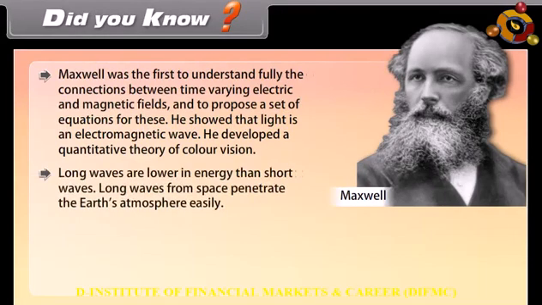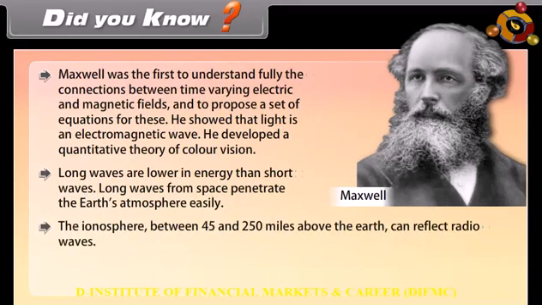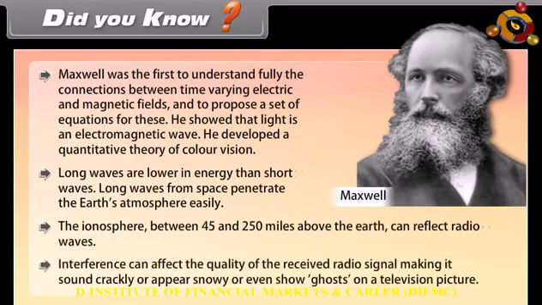Long waves are lower in energy than short waves. Long waves from space penetrate the Earth's atmosphere easily. The ionosphere, between 45 and 250 miles above the Earth, can reflect radio waves. Interference can affect the quality of the received radio signal, making it sound crackly or appear snowy or even show ghosts on a television picture.